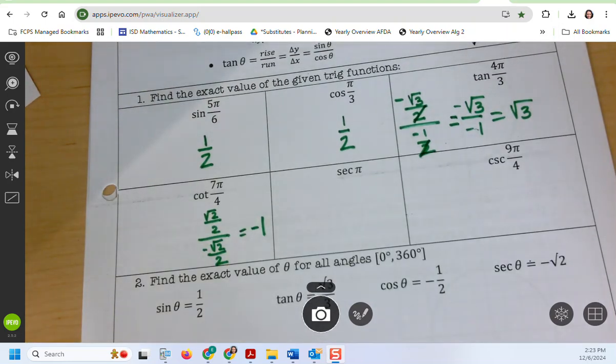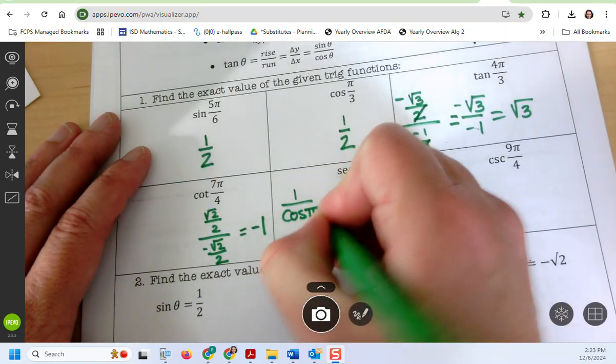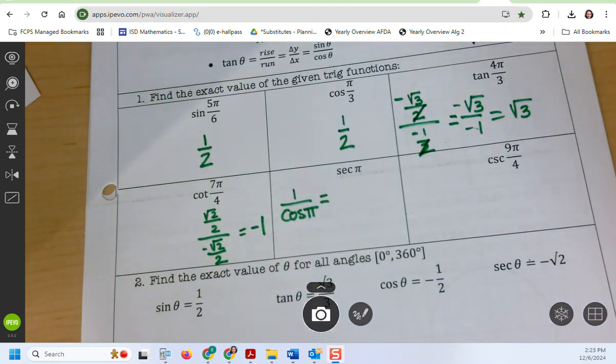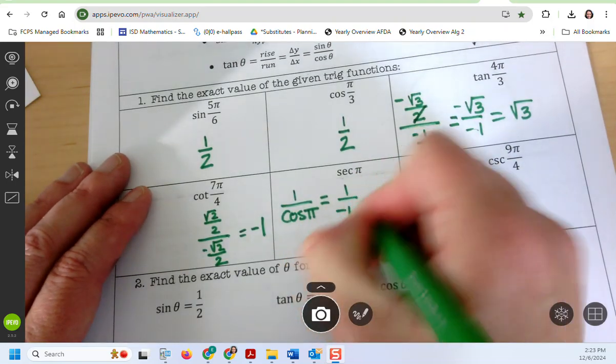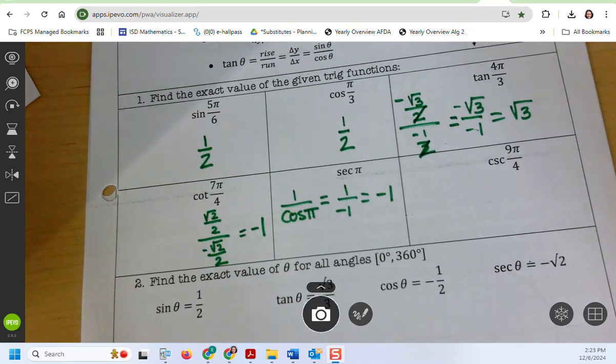Okay, secant is 1 over the cosine, right? 1 over the cosine of pi. And the cosine of pi was -1, right? So 1 over -1, which is just -1. All right, and then some of you got to 9 pi over 4 and you said, wait a minute, that's not on the unit circle, right? Did anybody figure out what to do with 9 pi over 4?